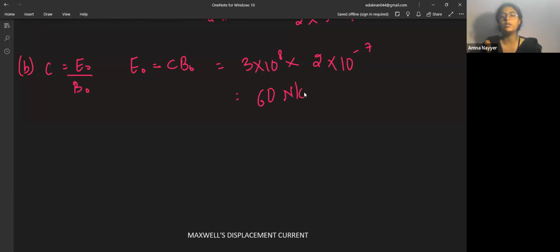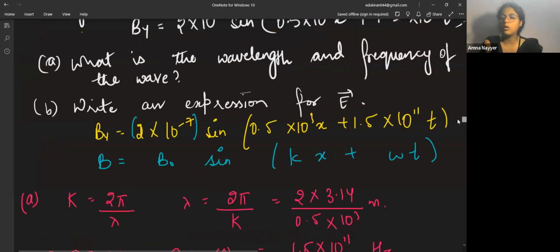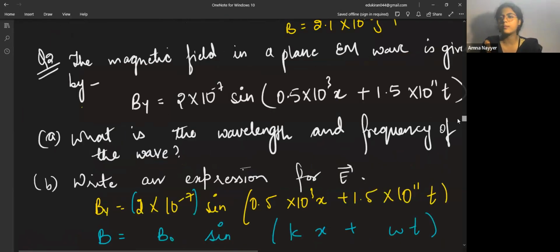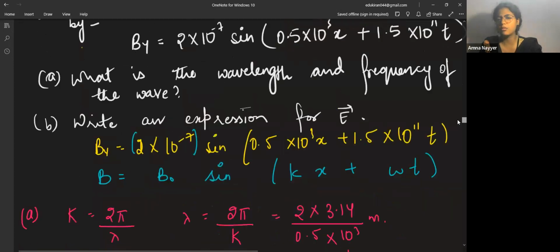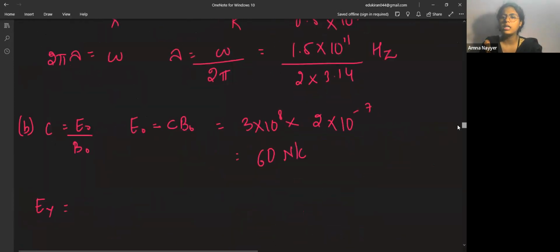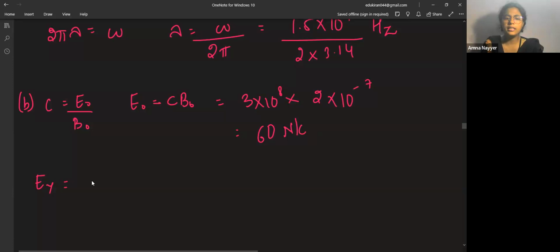60 Newton per coulomb. So we are writing the equation along the y-axis only, because the details of which axis the electric field is propagating along are not mentioned. Only write an expression for electric field is given. So we have no idea about the rest of the things. So only this is going to change. Rest just copy it down.